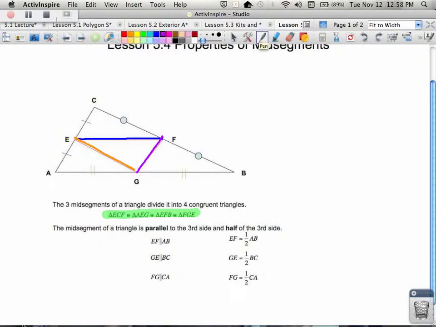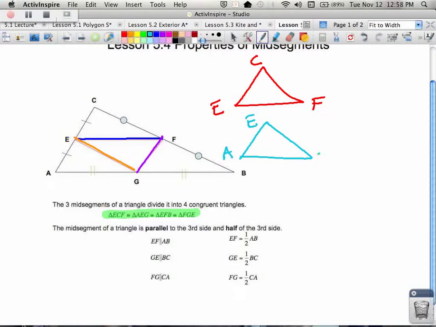So if I organize them so that they're all looking like the top triangle, for example, that top triangle is triangle ECF. That's one of the triangles. The other triangles that match up to that triangle are triangle AEG. So here's AEG. A third triangle that's matching up to that is triangle GFB.